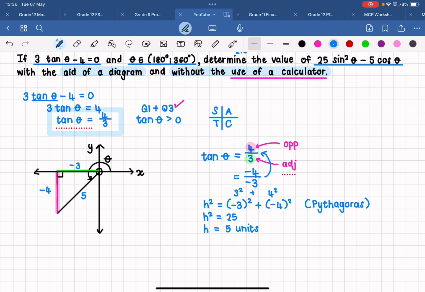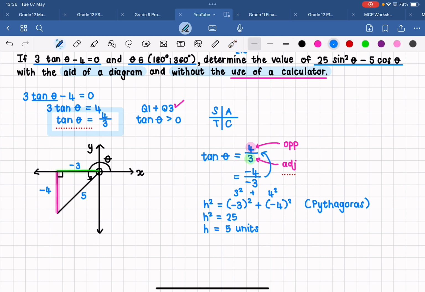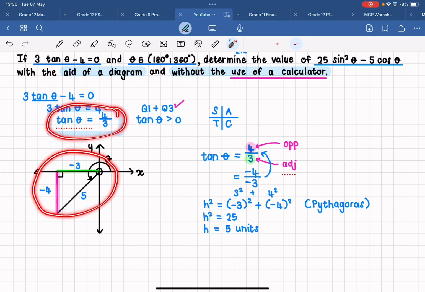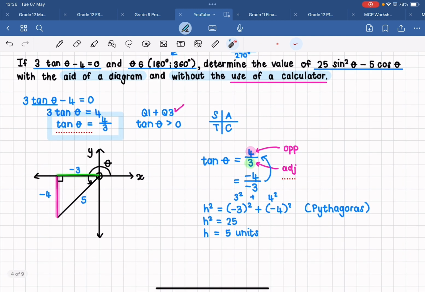The first thing that we need to do is draw our triangle using the given information. The fact that they also told us that it must be between 180 and 360. Then we use the given information and we put that on the picture, and we then use that to calculate the third side of the triangle.